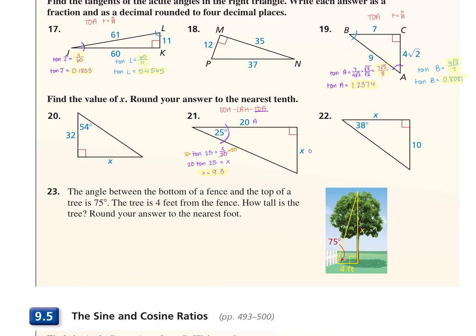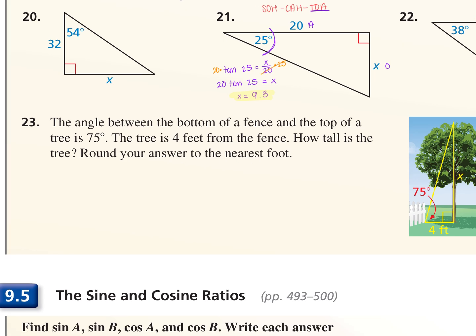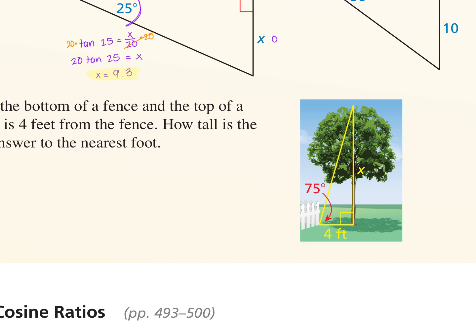All right, let's go ahead and go to 23. It says the angle below the bottom of the fence and the top of the tree is 75 degrees. The tree is 4 feet from the fence. How tall is the tree? Round your answer to the nearest foot. So again, they're giving me a right triangle. Looking at my diagram, I need to figure out the height. It is not a special right triangle, so I can't use that.